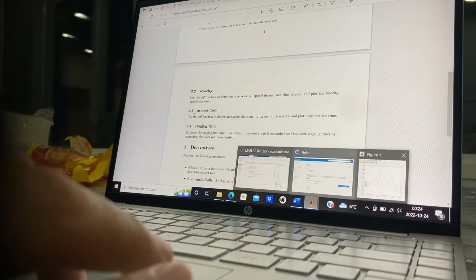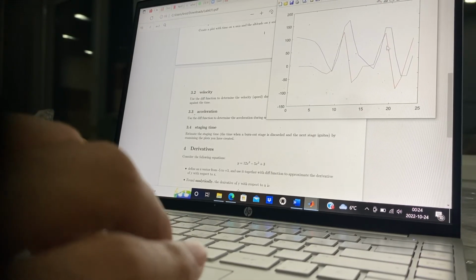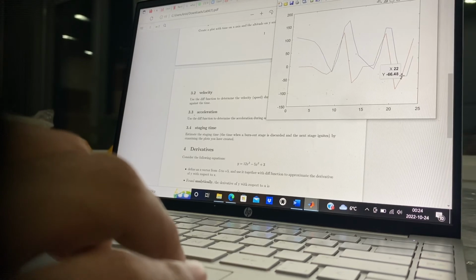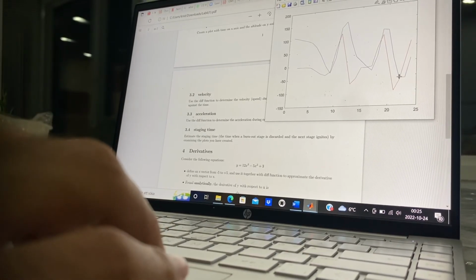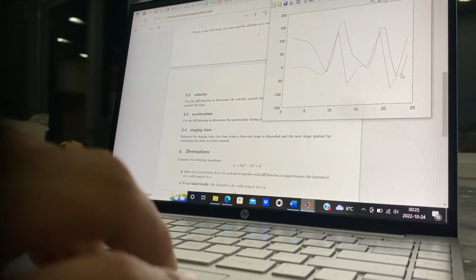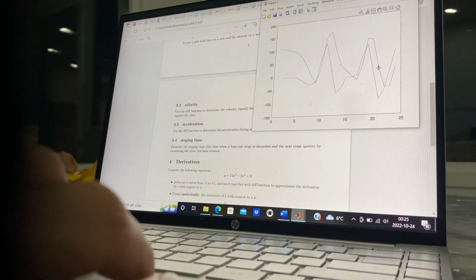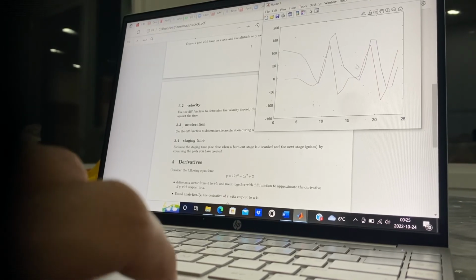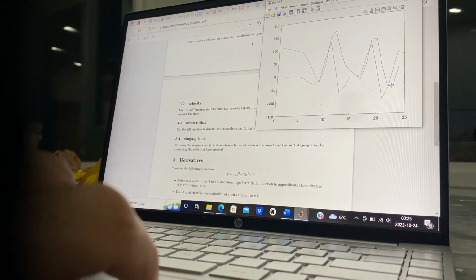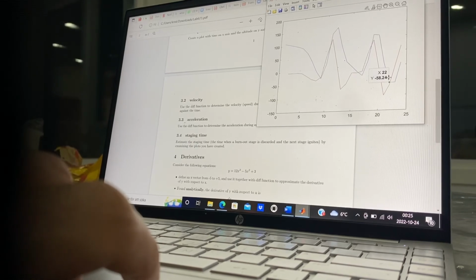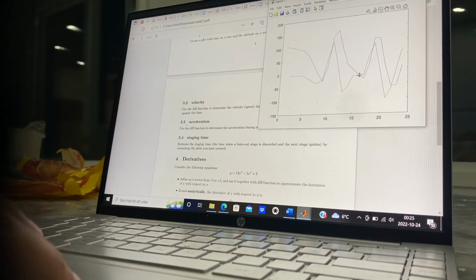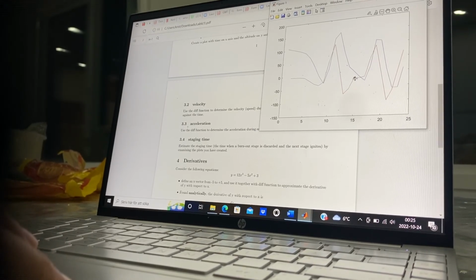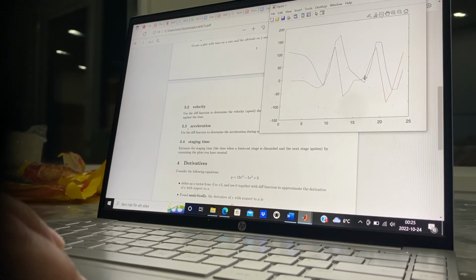So the velocity here is the blue line. So the staging time here is in the blue line. It doesn't give a very clear answer, but it's between 22 and 23, the staging time for the velocity. And for the acceleration, the staging time is between 15 and 17.